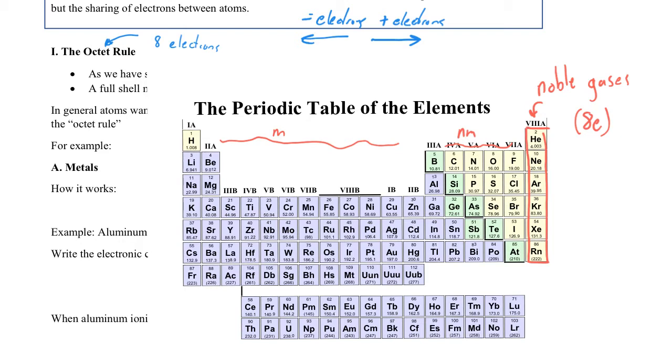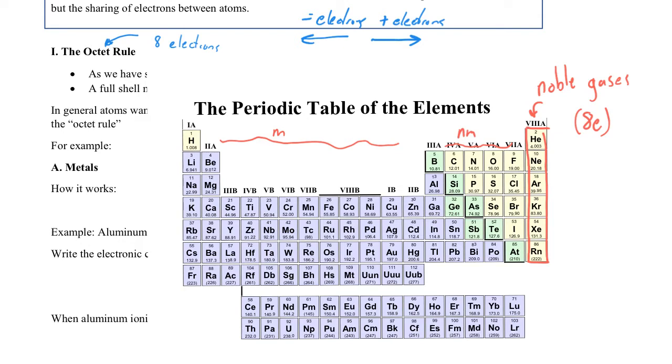So metals, you'll remember, the boundary between metals and nonmetals is over here. The reason for that is that metals have a tendency to lose electrons because they're farther away from the later noble gas and closer, essentially, to the previous noble gas. So they tend to achieve electron configurations of the previous noble gas, and they do so by losing electrons.